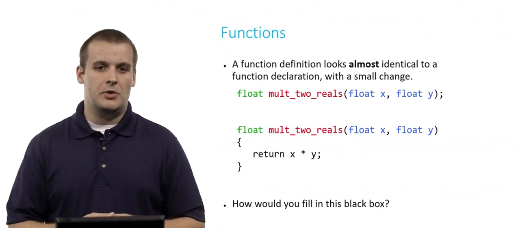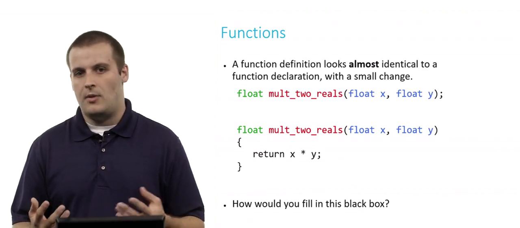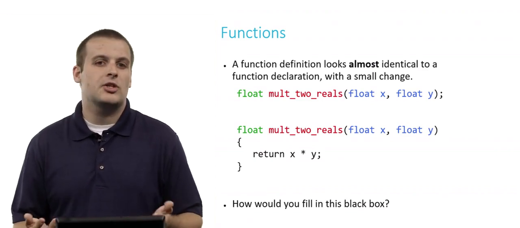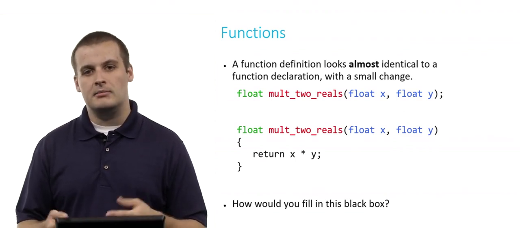Here's another way to implement it. We could just return x times y. X is a float, y is a float, so x times y is also a float. We don't even need to create another variable. So that's a different way to implement the exact same black box.